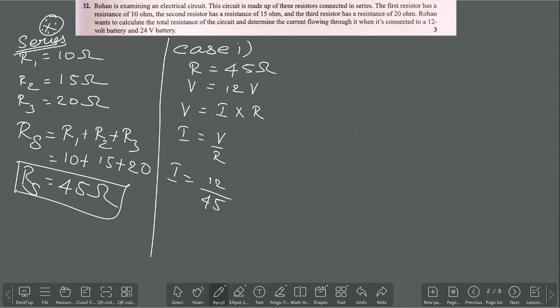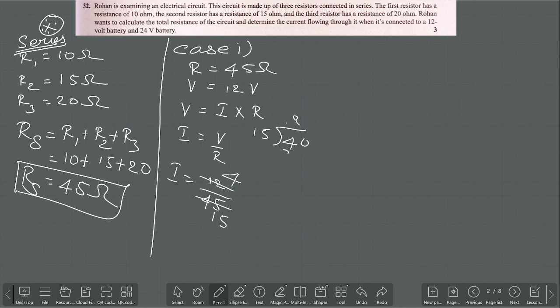Yes, by using the 3 table. How many 3s are 12? 4 3s are. How many 3s are 45? 15 3s are. Now go along with the normal long division method. 4 divided by 15. Can we divide? No. Add a 0 and keep a decimal place.